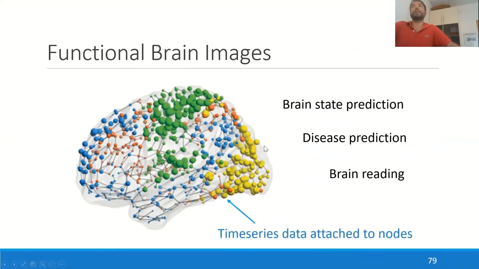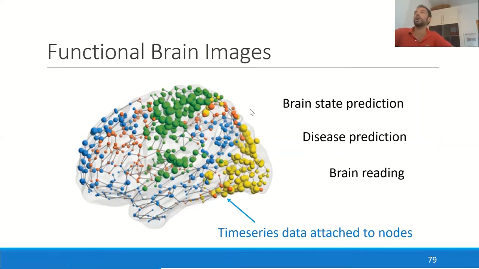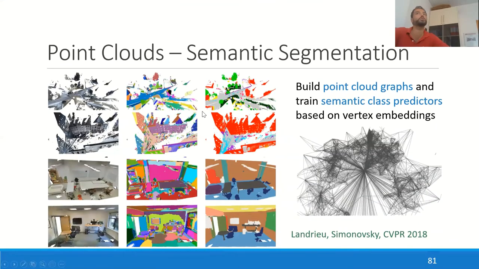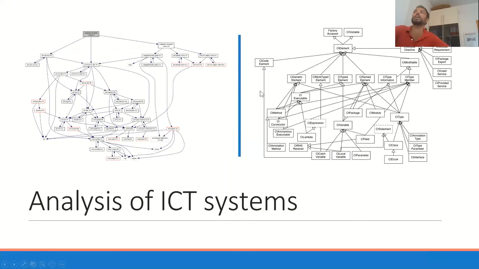You find applications in functional brain images, because brain networks are graph-structured data. You can use them, for instance, to feed a classifier that tells you if a brain has Alzheimer's or not. You can use them, if you want to get rich, to predict stock behavior, because industries have relationships between each other, and these relationships can be represented by a graph. So you can use this information together with the sequential data coming from the time series of the shares to predict how they are going to rank tomorrow. You can use them on point clouds, as we said. You can use them to analyze ICT systems.